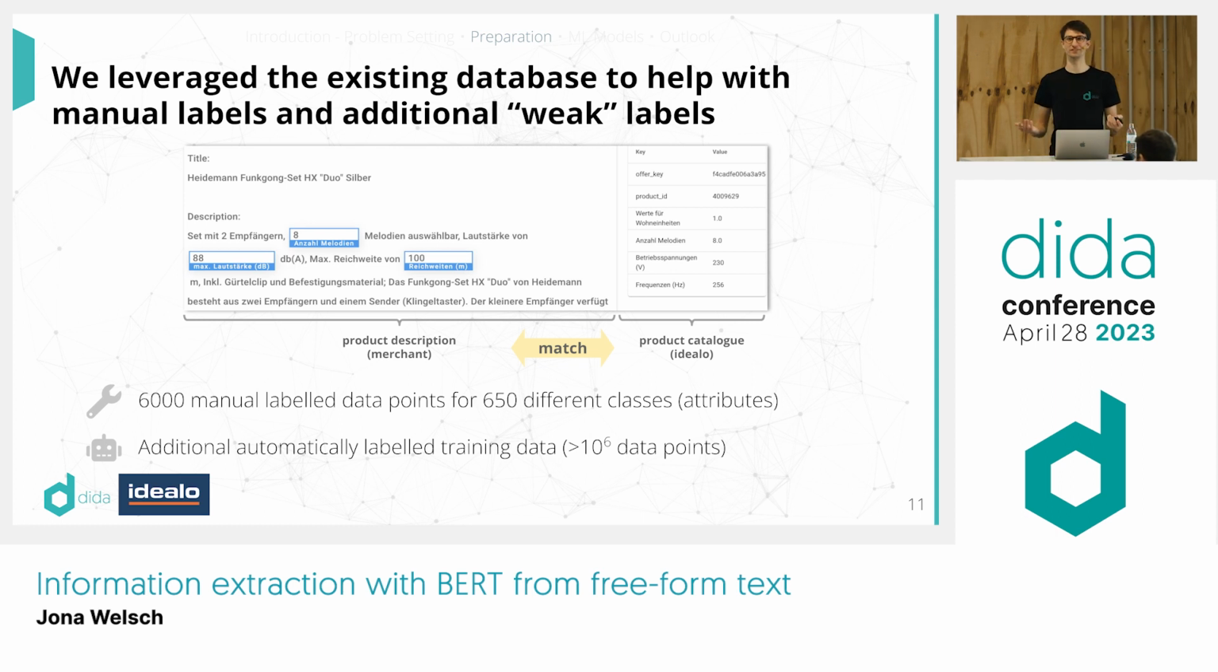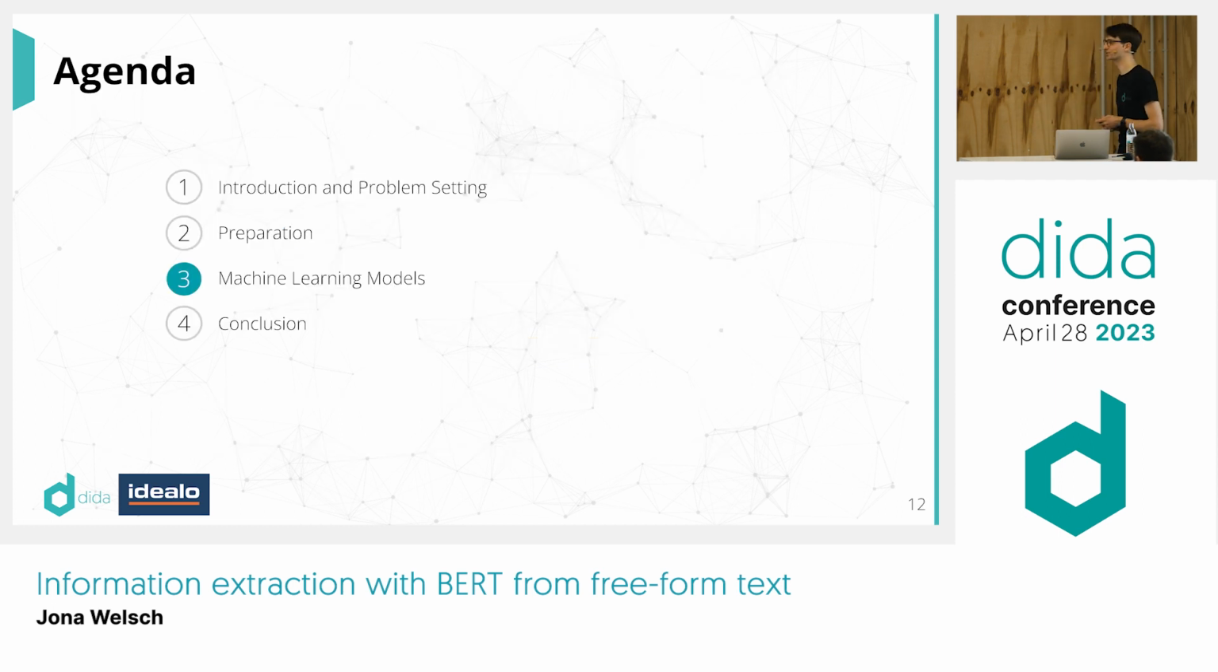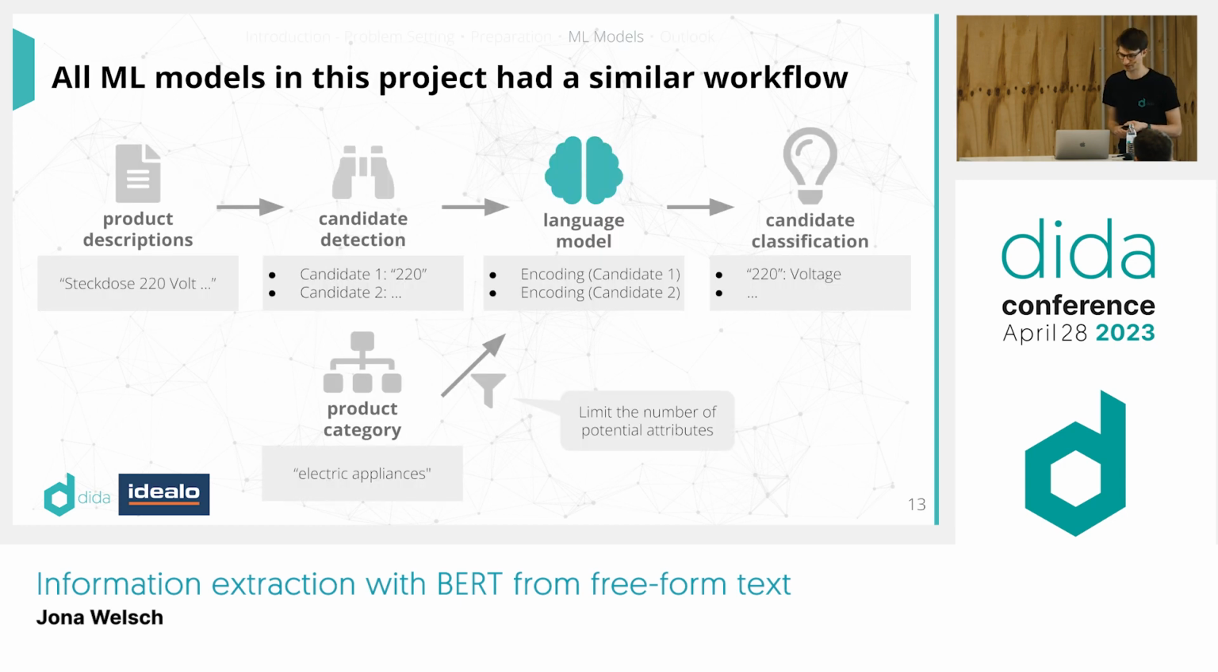All right, now we have everything we need to start with actual machine learning, and we can talk about that. The two different models we tried both followed the same, actually a very similar, workflow. So we start with a product description, for example, here, something about a power socket. We do the candidate detection, rule-based, with a custom parser, just finding numbers. Then we send this to some kind of language model, calculate an encoding, and get a prediction out of it.